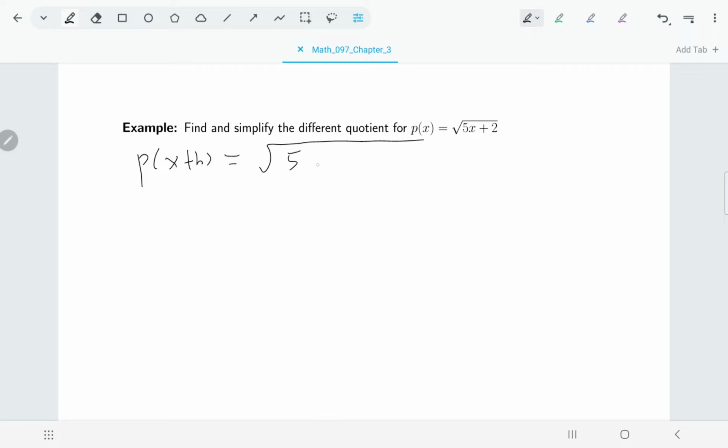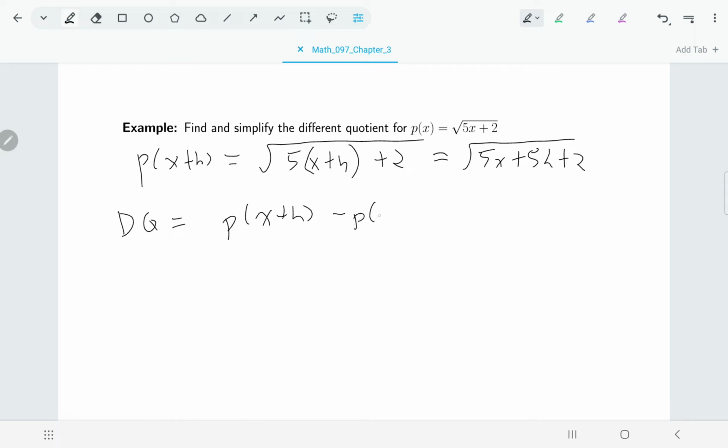If we just write 5x plus h plus 2, that's not quite right. The 5 needs to multiply against my entire input, and my entire input is the x and also the plus h. So my p of x plus h is really the root of 5x plus 5h plus 2. Okay, so if I were to start off with my difference quotient, I would say that that would be p of x plus h minus p of x all over h.